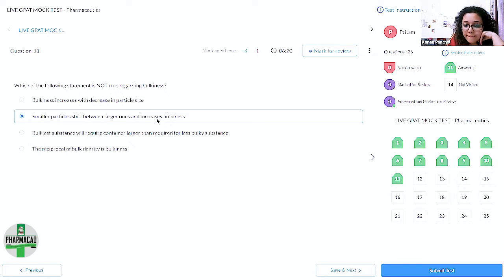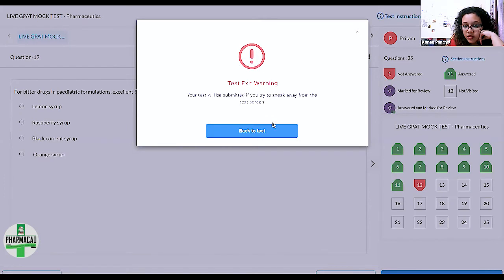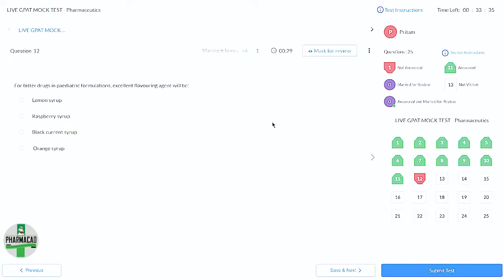Okay, now this is easy. For bitter drugs in pediatric formulation, excellent flavoring agent will be... Swapnil. Swapnil. I'm actually making a note of who is there, who is not. Okay, Swapnil is not there.